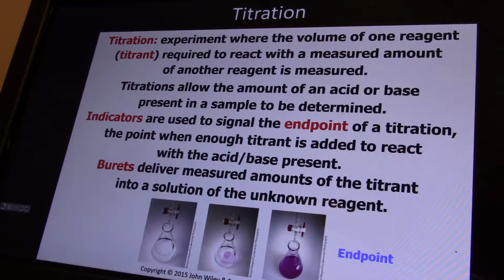Sometimes instructors will do the demonstration where you have hydrochloric acid, sodium hydroxide, and phenolphthalein. Then you titrate until it's exactly neutral and the person drinks it. That's a terrible idea. Don't ever do that.